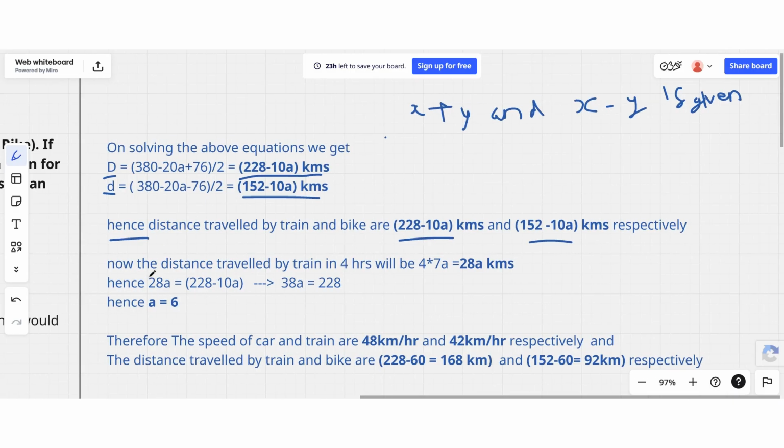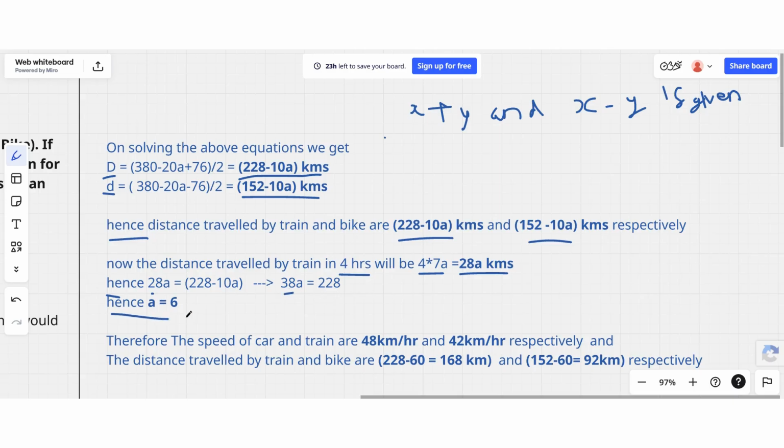Now the distance traveled by train in 4 hours will be 7 into 4, that is 28 kilometers. Again, speed equals distance over time; this formula is applied here. Therefore, because the distance traveled by the train is as computed, we equate 28 kilometers to the train's distance. So this implies the value of the variable, and hence A equals 6.